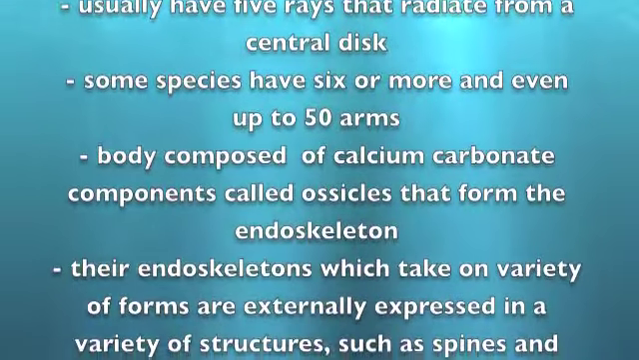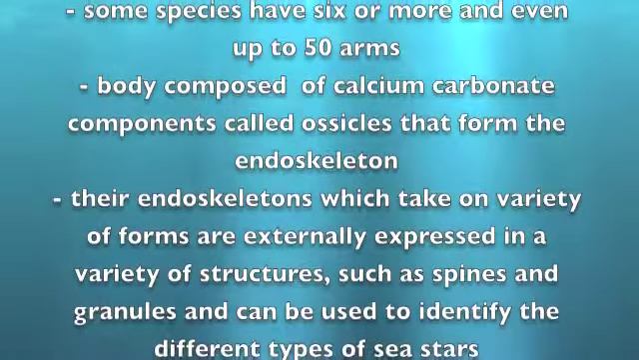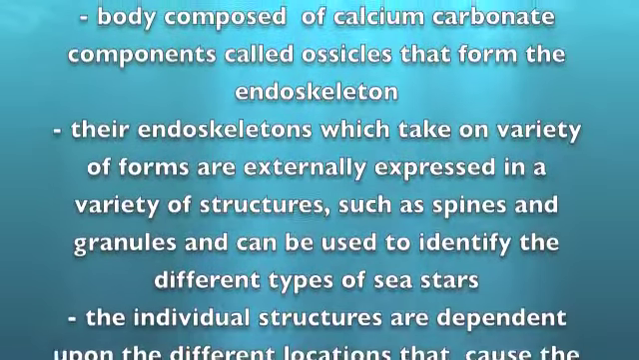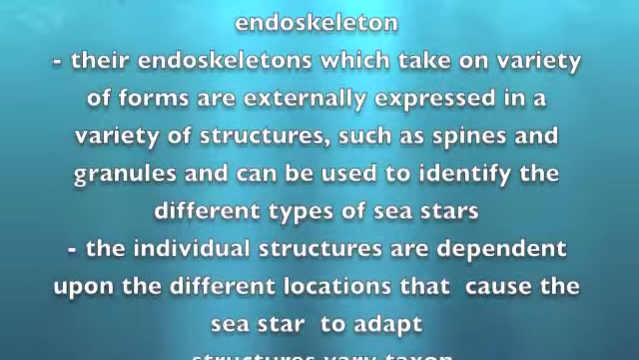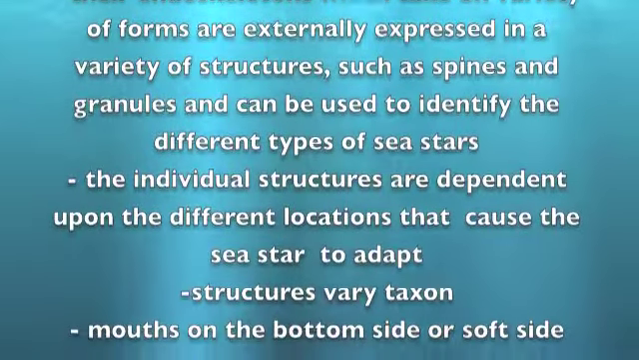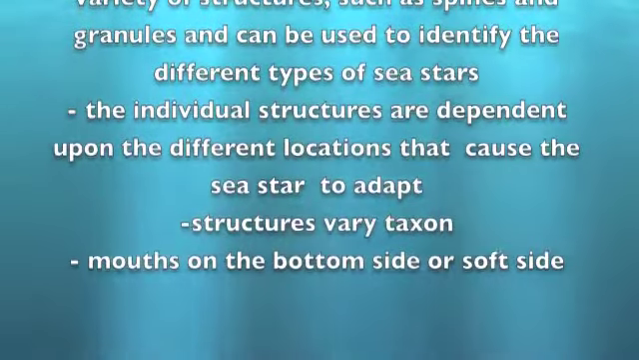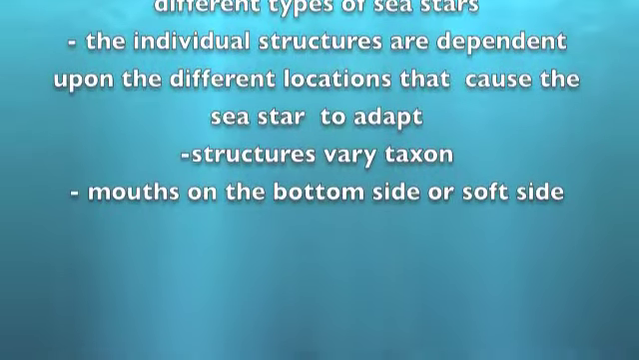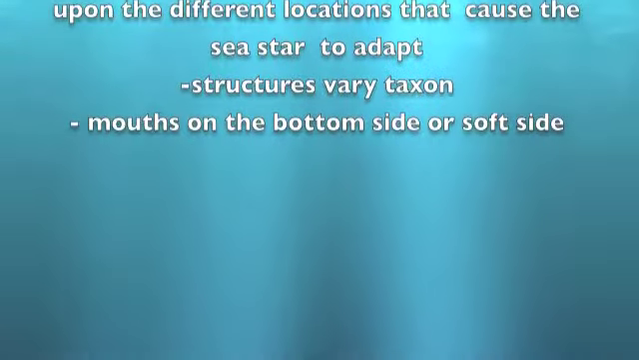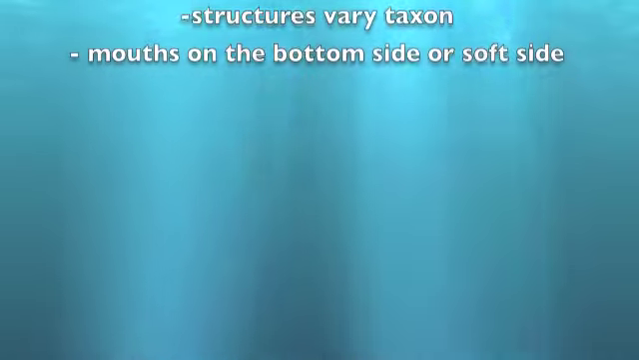Their bodies are composed of calcium carbonate components called ossicles, and they form the endoskeleton. The endoskeleton, which can take on a variety of forms, is externally expressed in a variety of structures, such as spines and granules. The individual structures are dependent upon the different locations that cause the sea star to adapt. Their structures vary by taxon, and their mouths are on the bottom or soft side of their body.